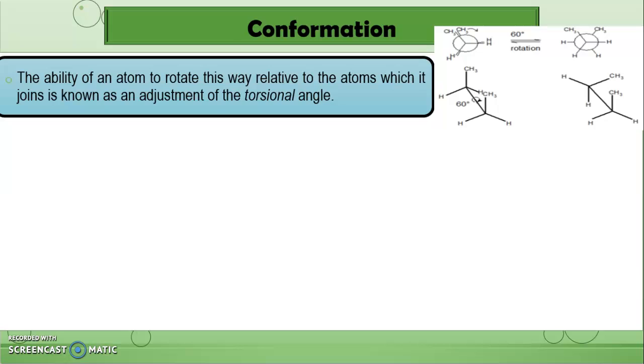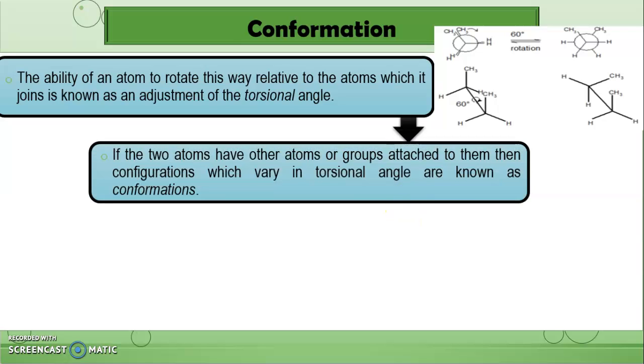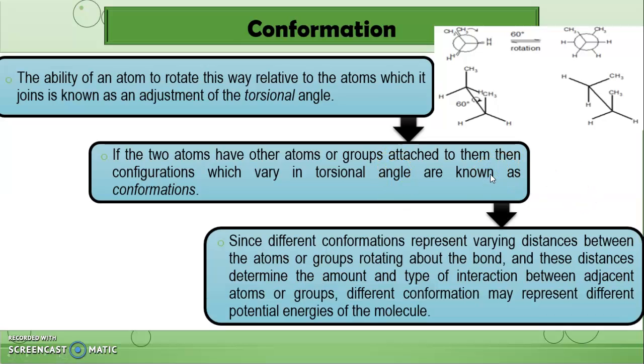Conformation is the ability of an atom to rotate this way relative to the atom which it is joined to, known as an adjustment of the torsional angle. If the two atoms have other atoms or groups attached to them, then configurations which vary in torsional angle are known as conformations. Since different conformations represent varying distances between the atoms about the bond, and this distance determines the amount and type of interaction between adjacent atoms or groups, different conformations may represent different potential energies of the molecule.